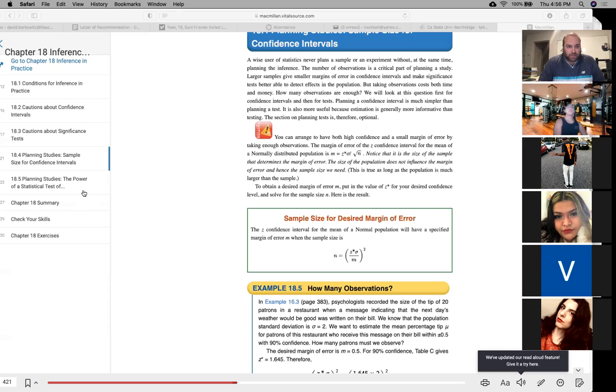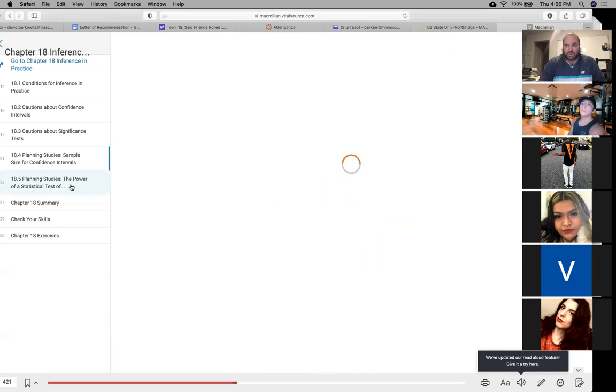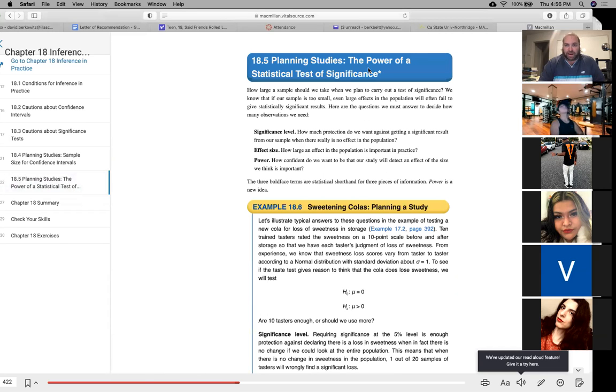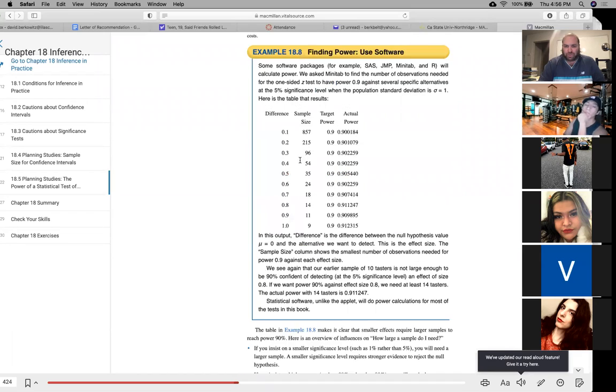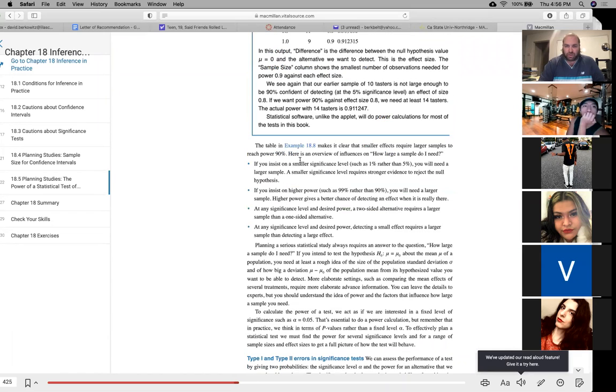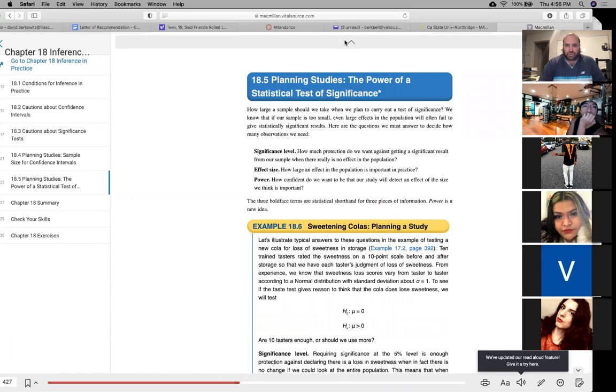Yes. So then we have the last section of chapter 18, which is the power of a test. To do this, I'm going to introduce a few terms, which I don't think the book introduces till late. Oh, here they are. Okay, good. So I'm going to introduce a couple terms, and I'm going to make a nice little chart.